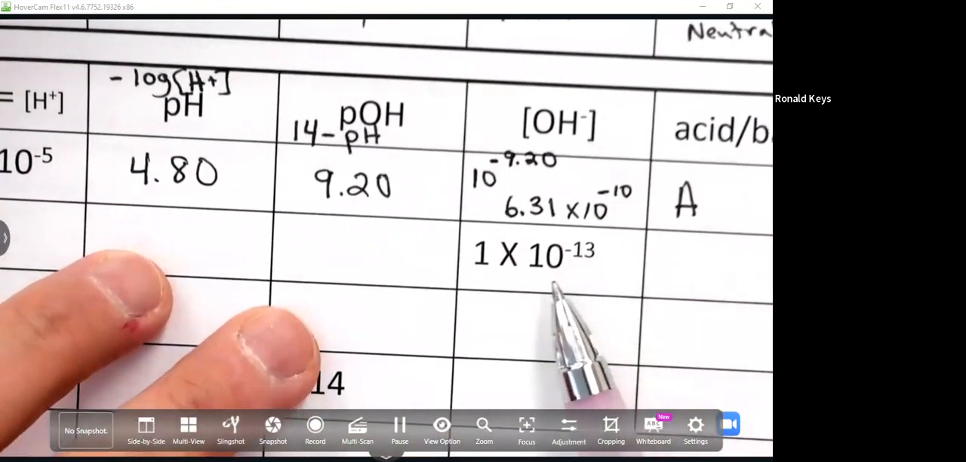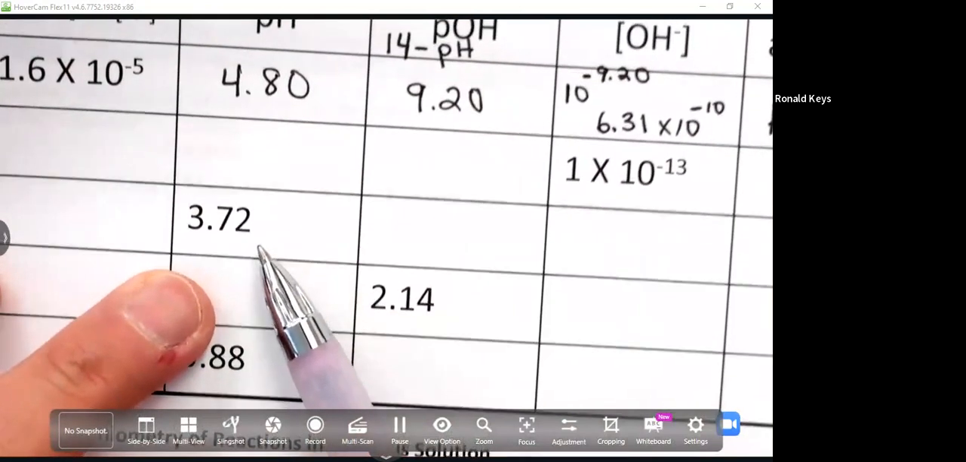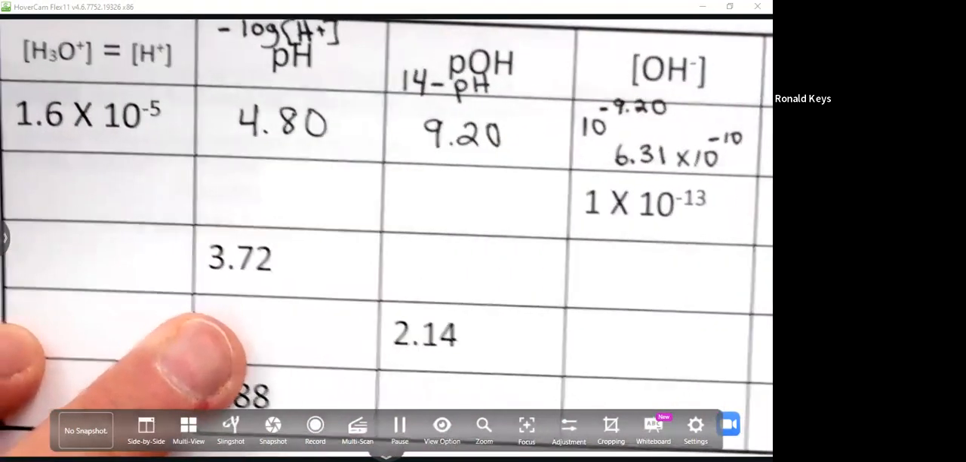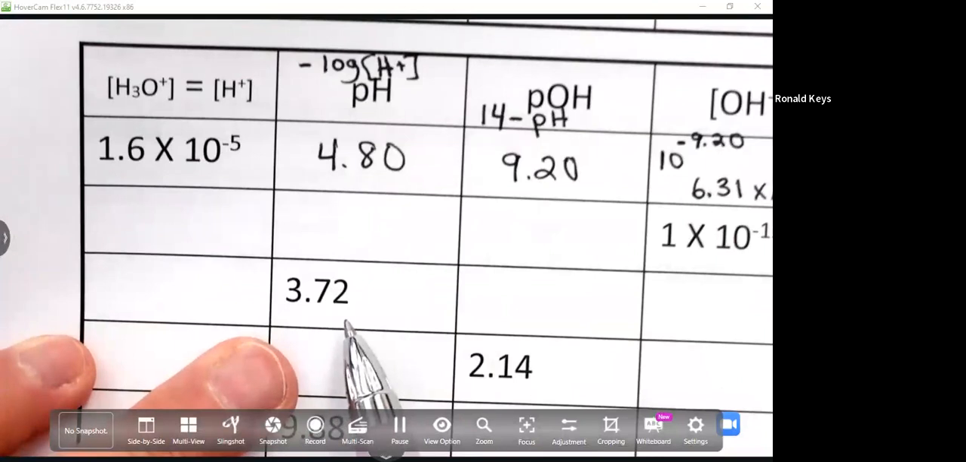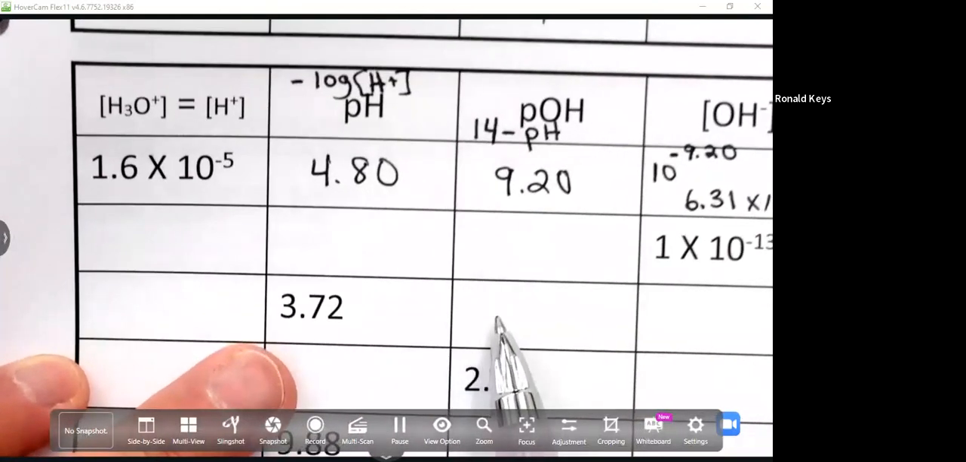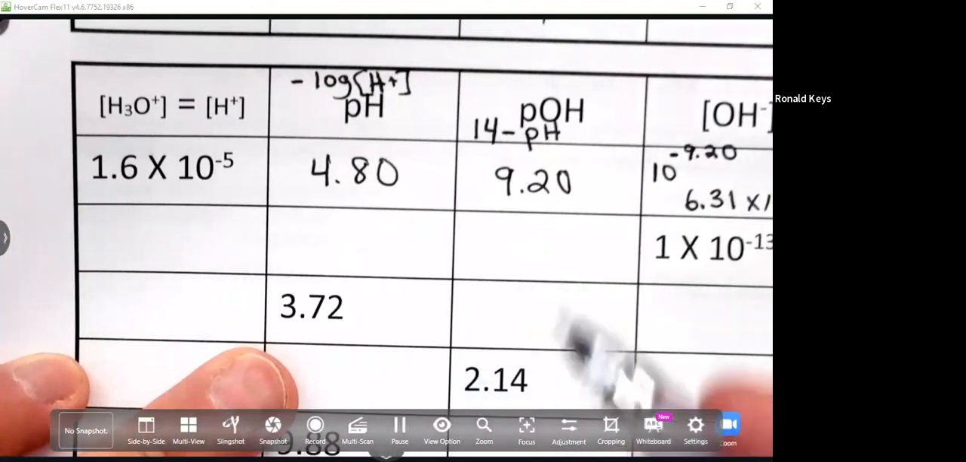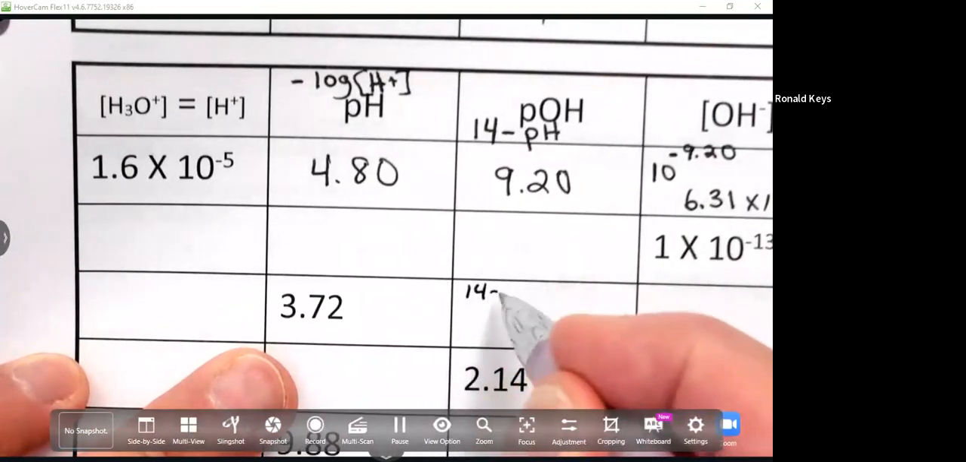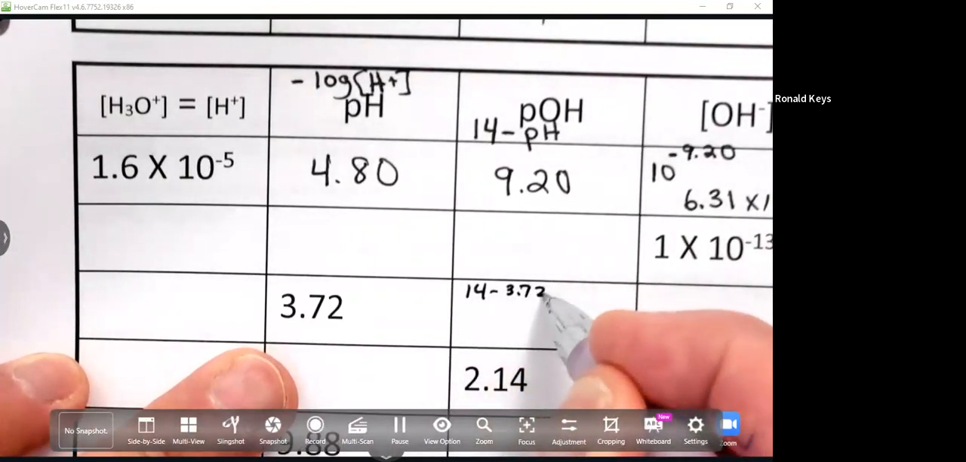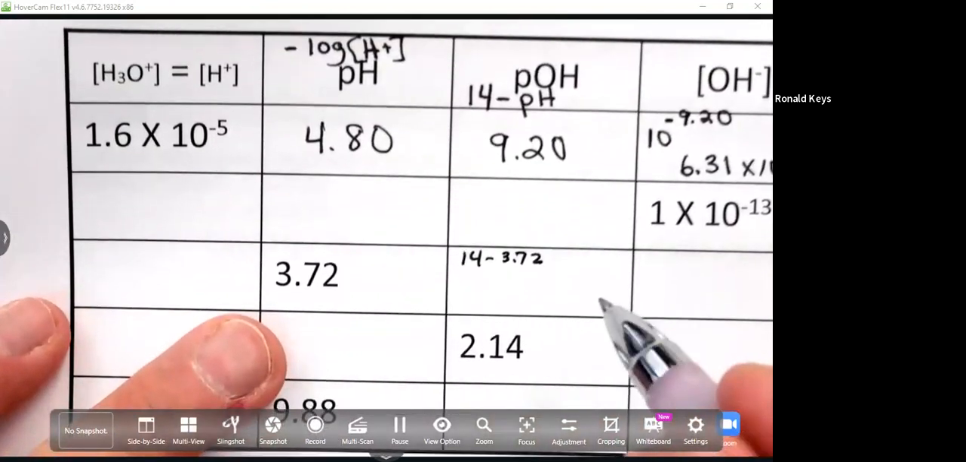If our OH minus is a perfect number again, skip that. 3.72 here. If this is 3.72, what is my pOH? 10.28, right? 14 minus 3.72 gets me 10.28.